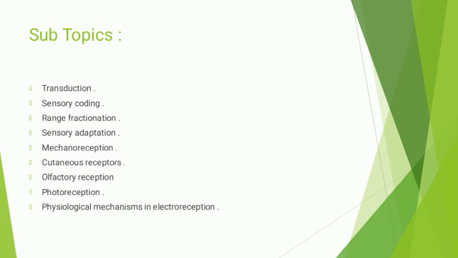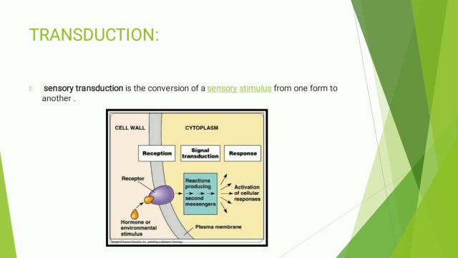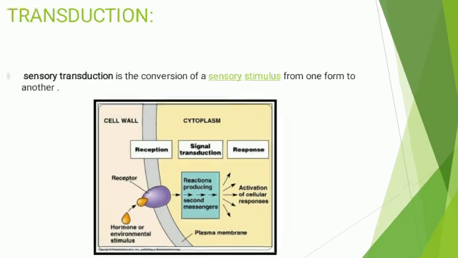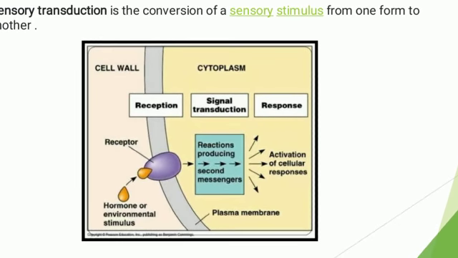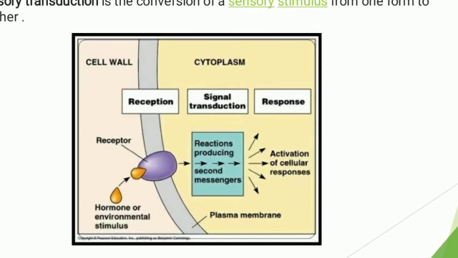These are my subtopics. Now we discuss about the transduction. If we take its literal meaning, transduction means conversion from one form to another. Sensory transduction is a conversion of a sensory stimulus from one form to another. Now we discuss the diagram. In this diagram, the gray line shows plasma membrane, the purple one is receptor and the yellow one is environmental stimulus. Environmental stimulus may be a hormone, ion, inorganic substance or protein, enzyme, anything.